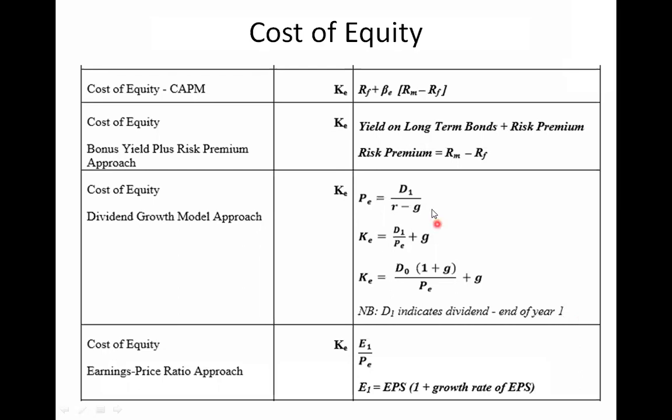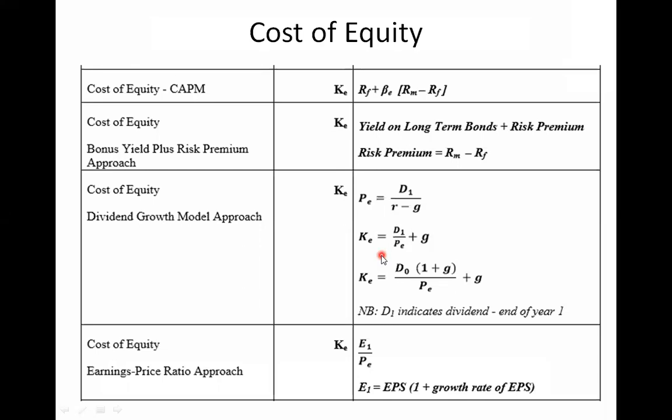So you can use these formulas. D1 divided by R minus G, where R is nothing but your cost of equity. And then the other formula is KE is equal to D1 divided by PE plus G. It is the same formula with a modification: we have taken KE up and brought PE down, and then G becomes plus G.